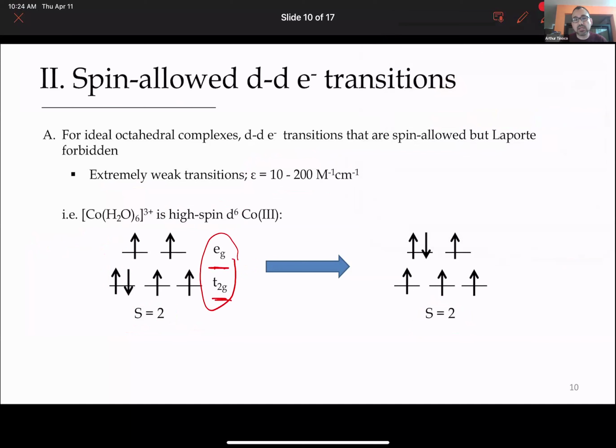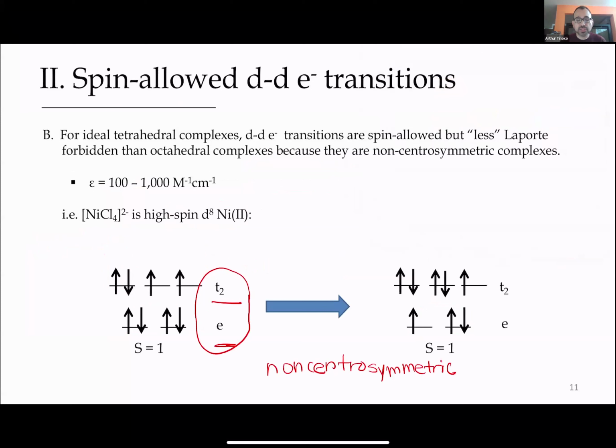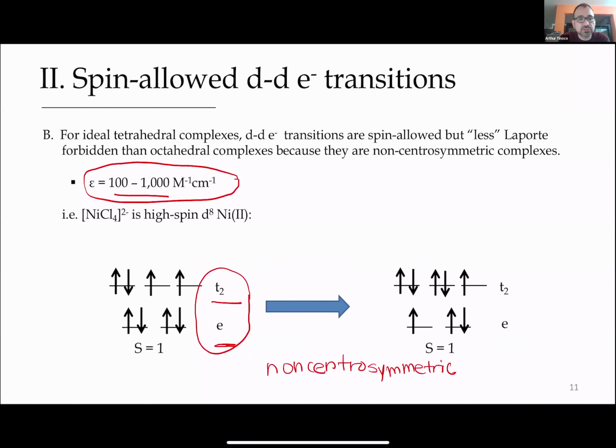Because of the loss of that centrosymmetric nature, it turns out that for tetrahedral compounds, the extinction coefficient is actually higher than it is for a spin-allowed octahedral. This is an important part that has to do with the symmetry of the tetrahedral compound that makes these types of transitions even more allowed. So that's why you have a higher extinction coefficient, which is now 100 to 1,000, whereas in the octahedral example it was 10 to 200. So you see how the ranges differ. That's an important distinction to make.